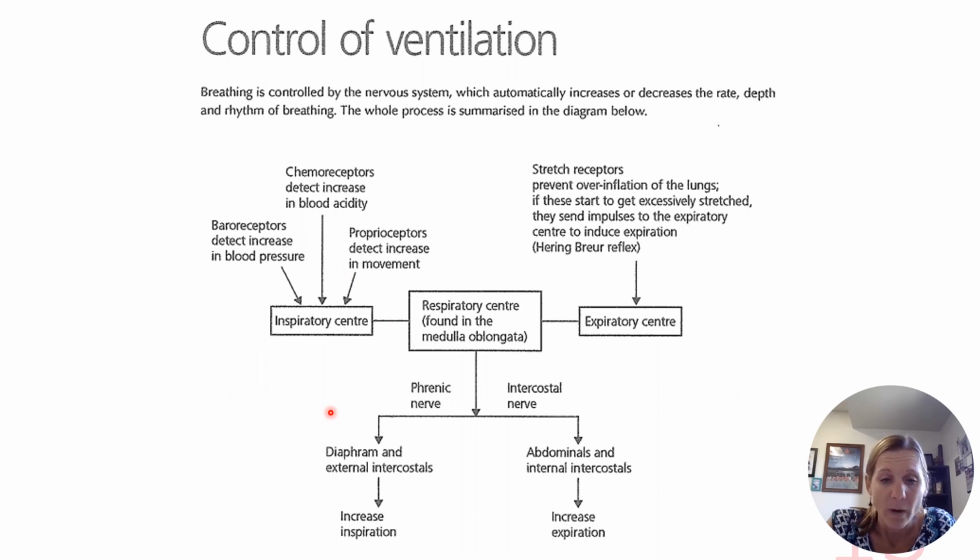When that inspiratory center is activated, this results in the activation of the phrenic nerve. The phrenic nerve causes the contraction of the diaphragm, and the diaphragm, when it contracts, flattens out and pushes down. The external intercostals pull the ribs out and up, creating a larger thoracic cavity, which allows air to rush in. So that's what's going on in the inspiratory side.